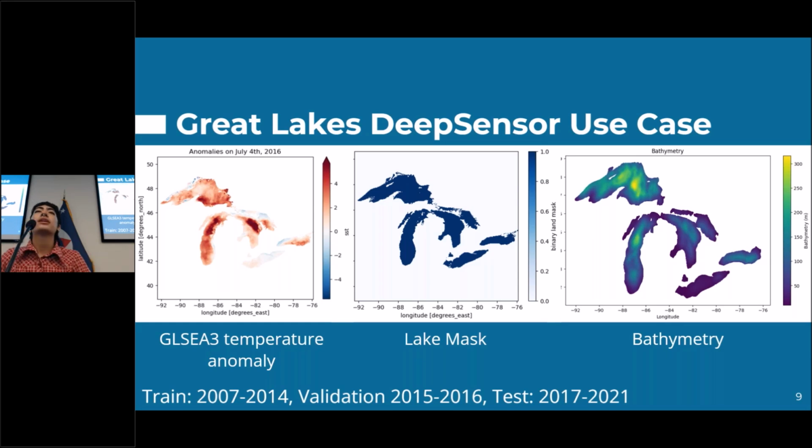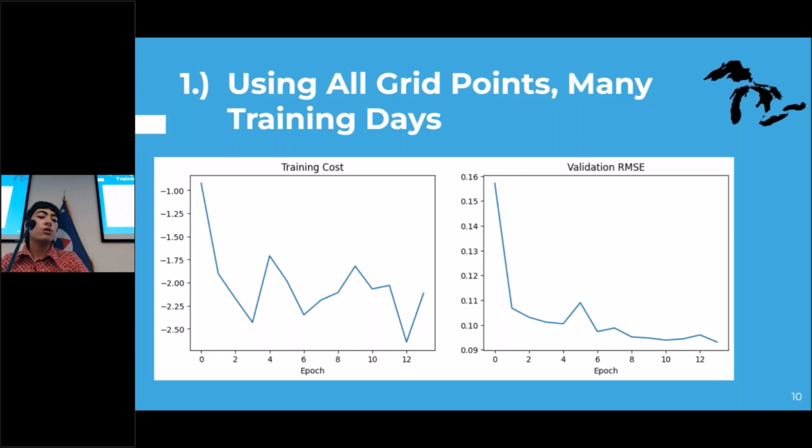So we explored 3 different training regimes. First, we used all grid points across many training days. So this is a visualization of the training process. So on the x-axis, we have the number of epochs or training iterations.